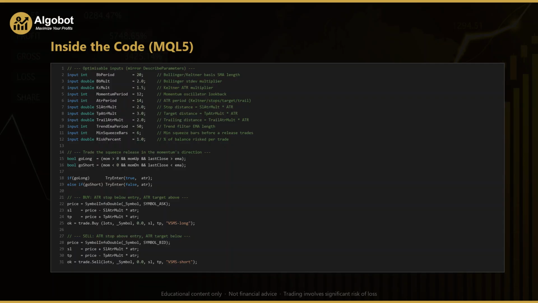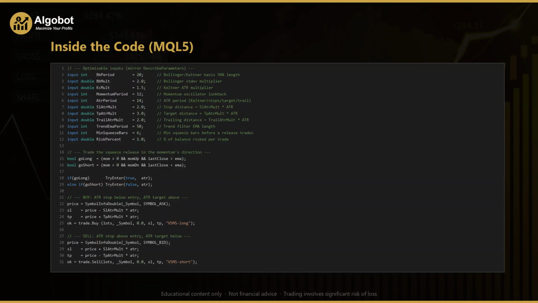The variable go long is true when momentum is above zero, momentum is rising, and the last close is above the trend EMA. The variable go short is true when momentum is below zero, momentum is falling, and the last close is below the EMA. If go long is true, the code calls trienter for a long. If go short is true, it calls trienter for a short.